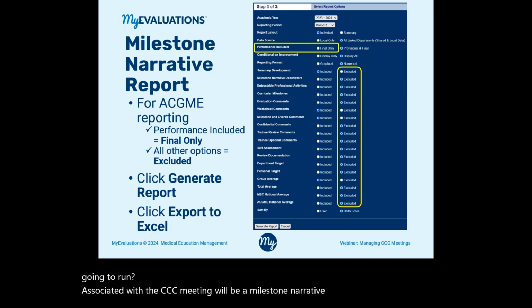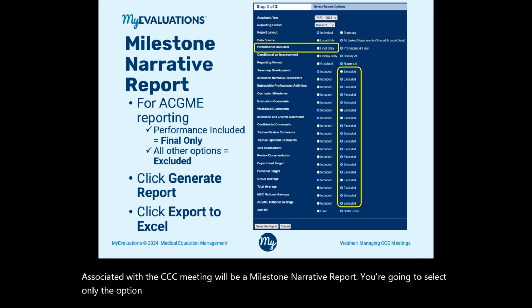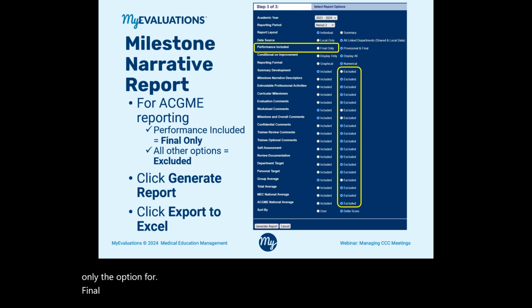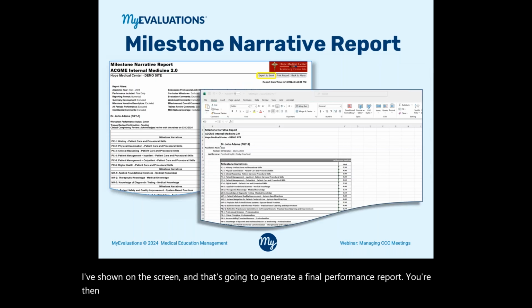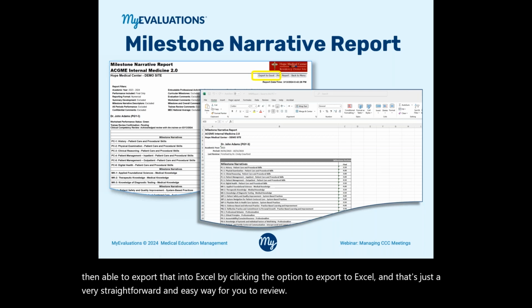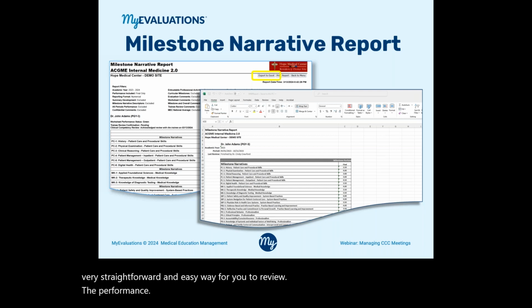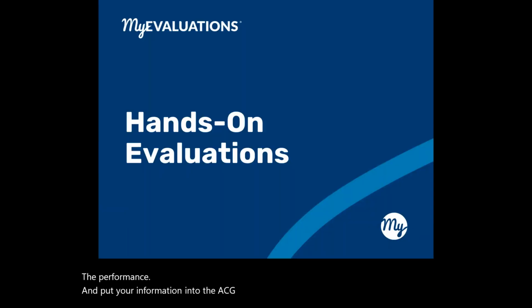You're going to select only the option for final only in the performance score, and you're going to select excluded for all the options as I've shown on the screen, and that's going to generate a final performance report. You're then able to export that into Excel by clicking the option to export to Excel, and that's just a very straightforward and easy way for you to review the performance and put your information into the ACGME ADS system.